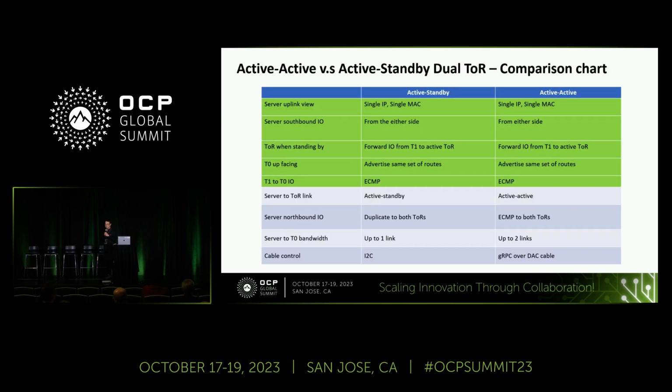Here's a quick summary of the commonalities and differences between active-standby and active-active dual ToR. From the uplink view, the server sees a single IP, a single MAC, a single uplink, basically, more or less. And for the server, the southbound I/O to the server can come in from either side of the ToR.